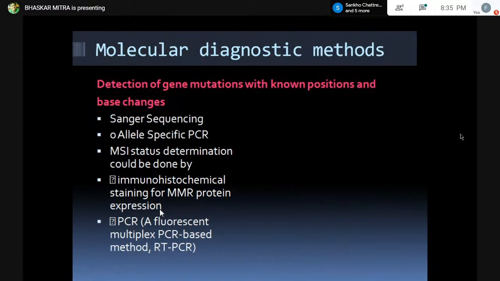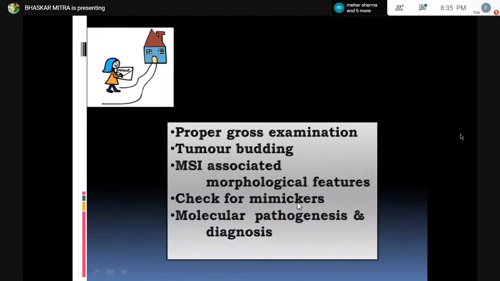The PCR method or the immunohistochemistry based method can be used for the molecular diagnostic testing. So my take-home message for this is the proper gross examination, looking for the important points like total mesorectal excision, number of tumor and lymph node harvesting, and the presence of any perforation at the different areas. In the microscopy, we have to look for the tumor budding. I must highlight this point again. The MSI associated morphological features have to be included in the report.